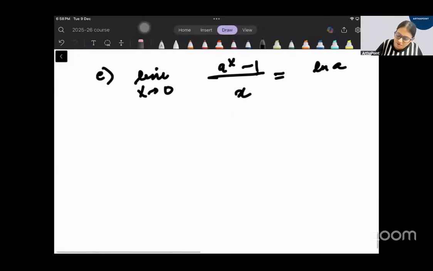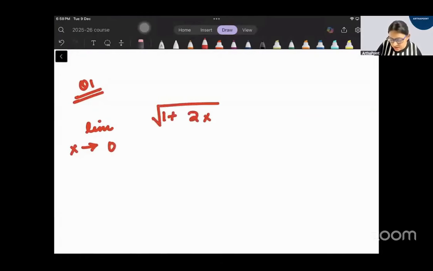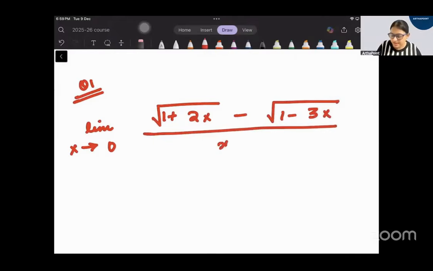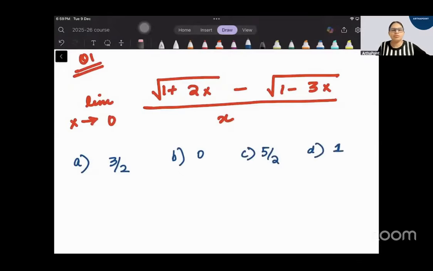Okay, so let's take the first question for the day. All of you try to solve this one. So question, limit x tends to 0, 1 plus 2x under root minus 1 minus 3x under root upon x, right? And the options are 3 by 2, 0, 5 by 2, 1. Give it a try.